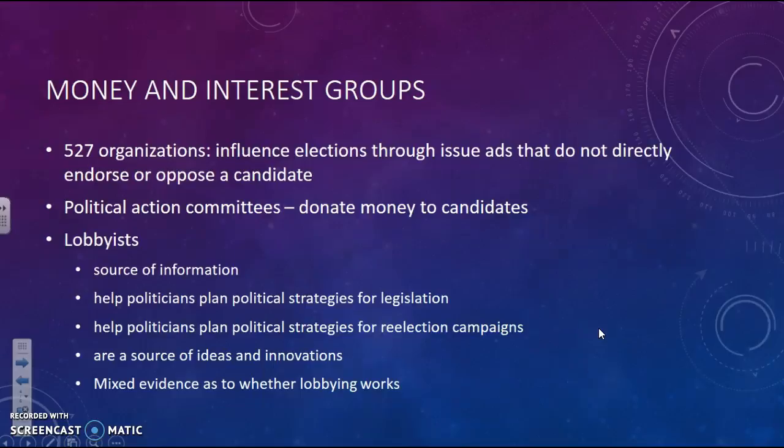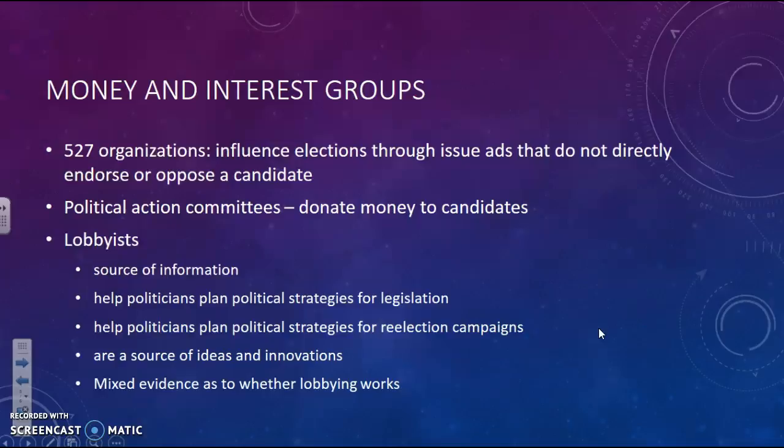So certainly with money in interest groups, 527 organizations, aside from PACs, try to influence elections through issue ads that do not directly endorse or oppose a candidate. They just might say where that candidate stands on that particular issue and might lead a viewer to some conclusion as to support or not support the candidate. Of course, political action committees can also be used to donate money to candidates, and that is certainly used.